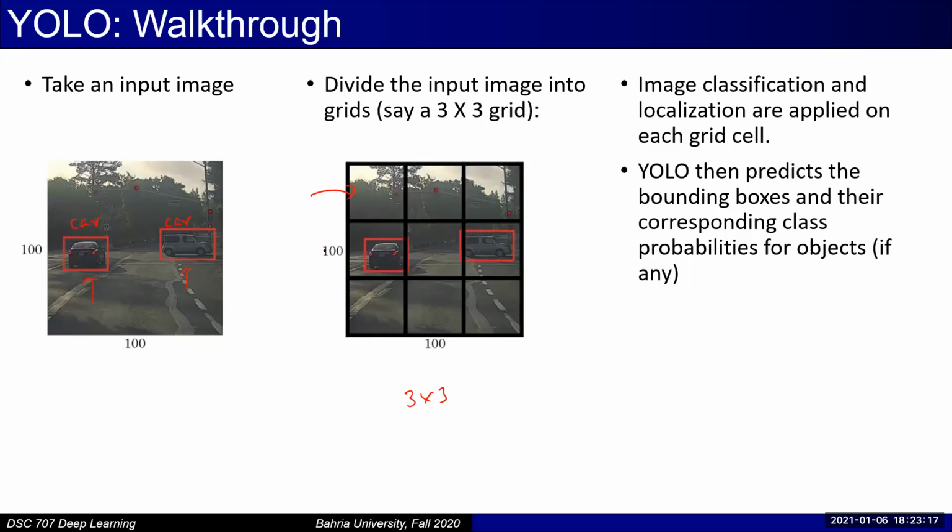Now for each of these 9 cells, we will apply classification and localization, and YOLO will predict the bounding boxes and class labels. Okay, so this is the general idea. Of course, I'll give you more details as we progress.